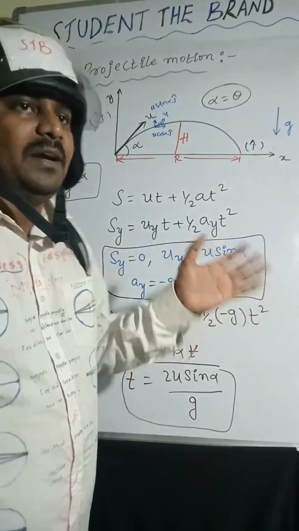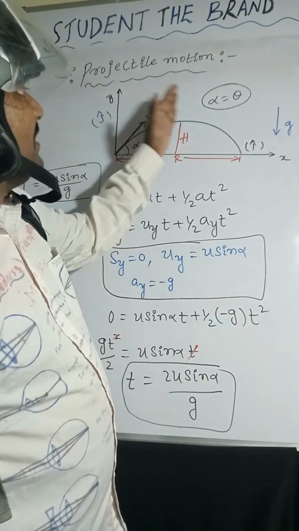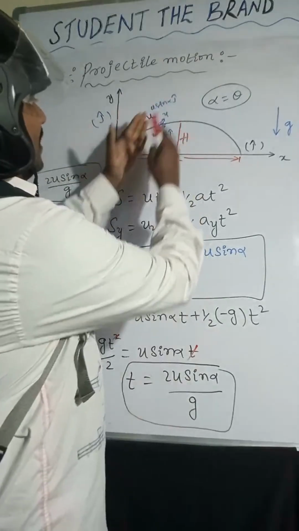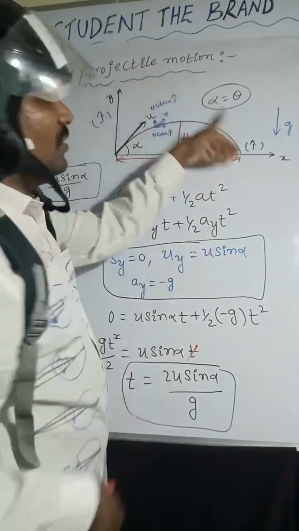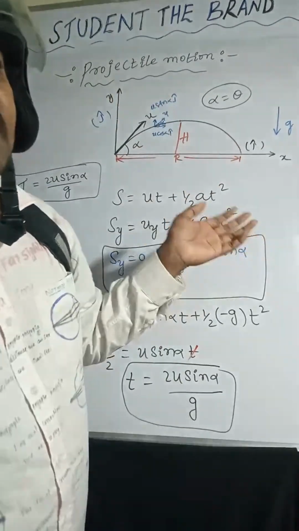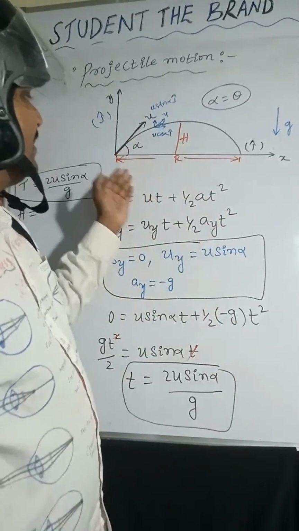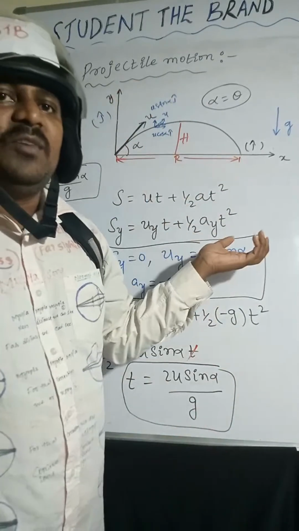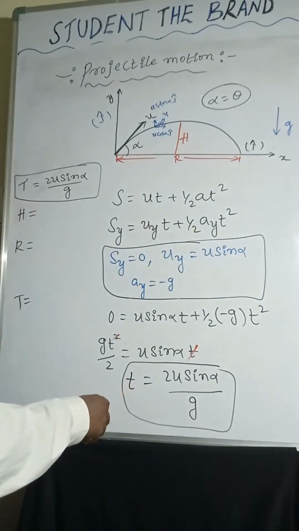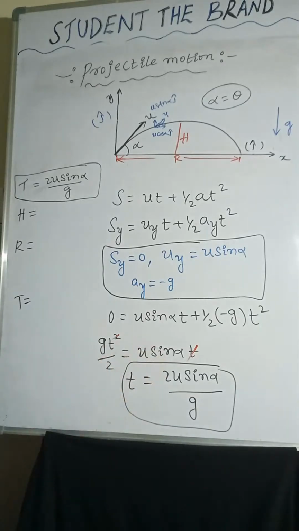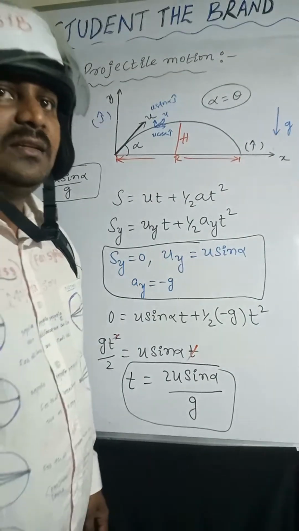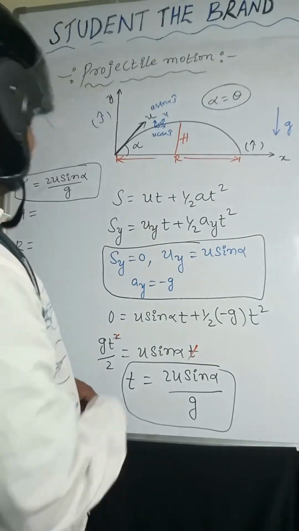Time of ascent is nothing but time taken by the body to reach the maximum point. So this is the maximum point. Until here, this is called time of ascent. And the time of descent is from the maximum point to the ground. That is called time of descent. So time of ascent plus time of descent is called time of flight. Okay, so time of flight formula is T equal to 2u sin alpha by g. I hope it is very clear. Is it clear? Right. Now, next.